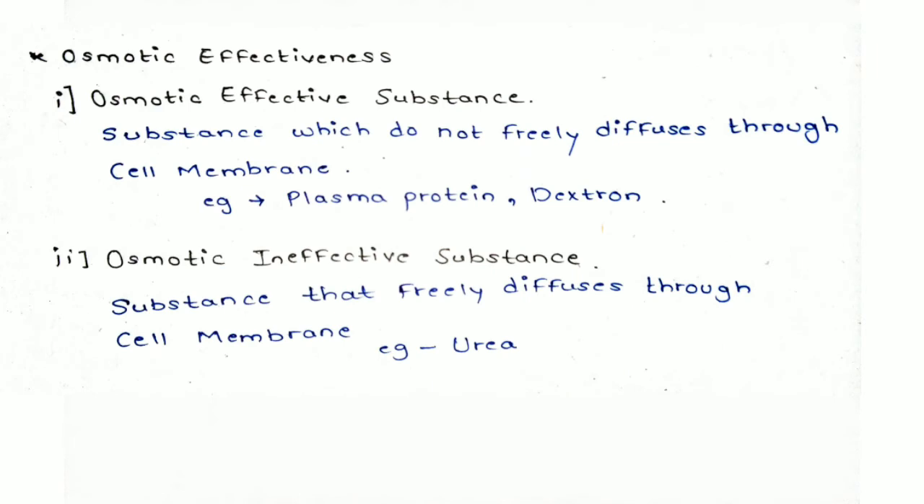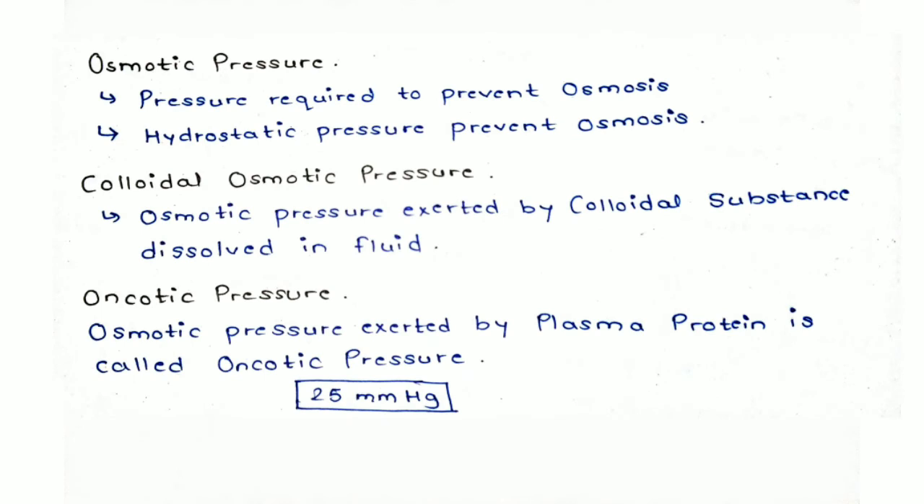The first is osmotic effectiveness. Some substances are osmotically effective while others are ineffective. So substances which do not freely diffuse through the cell membrane are called osmotically effective substances. Example, plasma protein and dextran. Substances that freely diffuse through cell membrane are called osmotically ineffective substances. Example, urea.